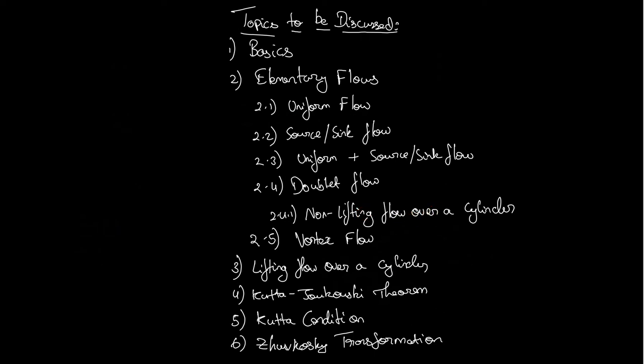And then we look at what is a vortex flow, and with the help of vortex flow and non-lifting flow over a cylinder, we'll try to generate the lifting flow over a cylinder. And after that, we'll try to derive the Kutta-Joukowski theorem, which relates the lift to the circulation around the cylinder. And after that, we'll fix the circulation to a particular value which should be satisfied by the Kutta condition. And finally, we'll look at how Joukowski transformation can be performed, so that we can translate the properties of the lifting flow over a cylinder to that of an airfoil.